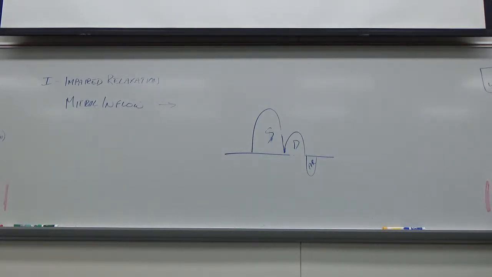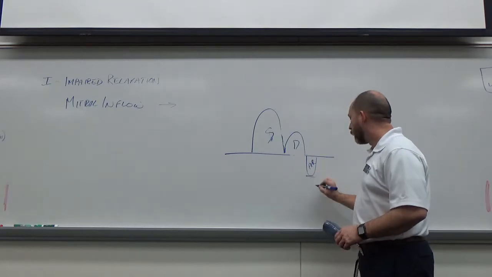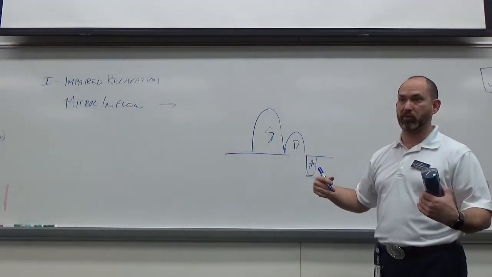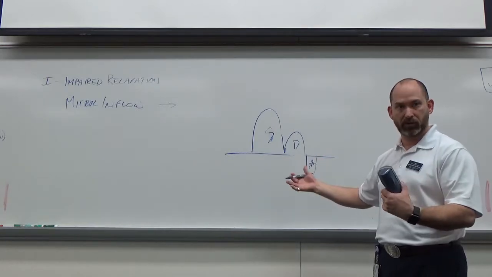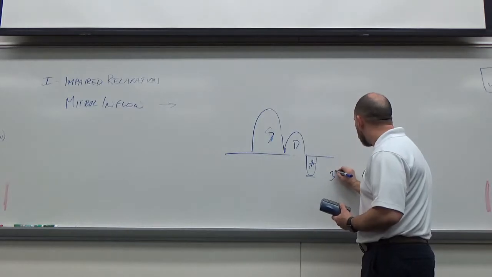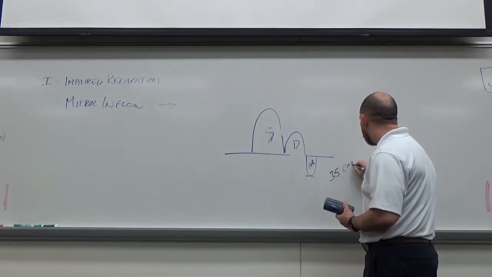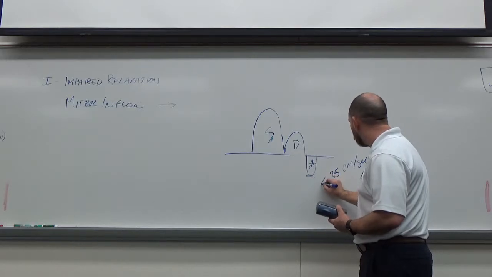So the impaired relaxation is still considered normal. So the AR velocity has to be less than 35 centimeters per second. Okay? And that's for normal and for impaired relaxation. So the A wave's not really changing yet. It will change in our next phase. So that is less than 35 centimeters per second.